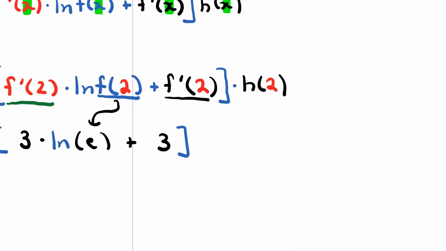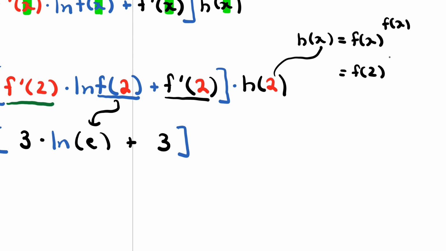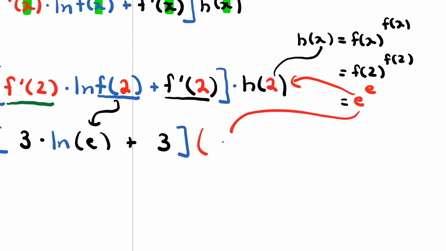Now, remember, what was the original function here again? So the original function was h of x equals f of x to the power of f of x. And if I want to find h of 2, that's going to be f of 2 to the power of f of 2. Now, what is f of 2 equal to? Well, f of 2 is equal to e, right? So this is really e to the power of e. So that's what h of 2 equals. So I can multiply the whole thing by e to the power of e.